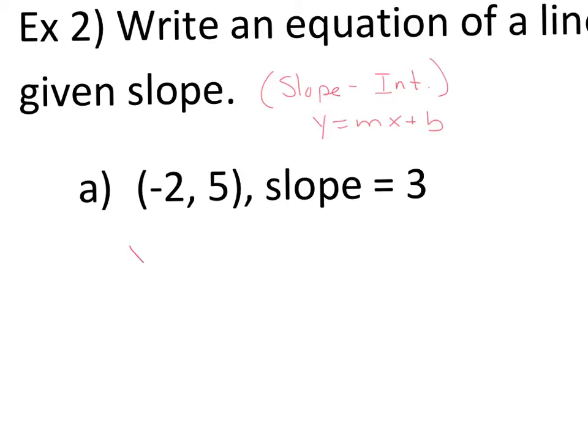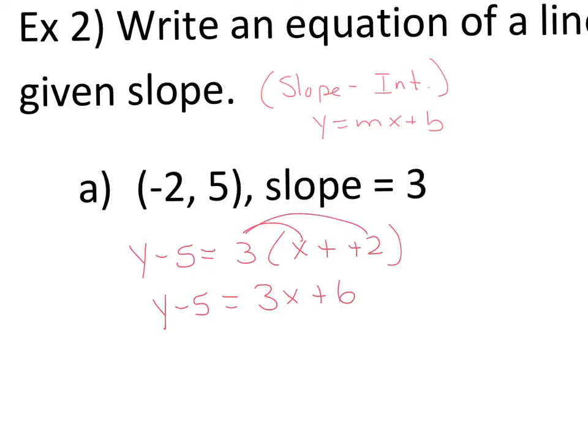So I'm going to do y minus 5 equals 3 times x minus negative 2, which we obviously know will be a plus. Now if I want to get it into slope-intercept form, I'm just going to start distributing and moving things around until it looks like y equals mx plus b. I'm going to start by distributing the 3. So I get y minus 5 equals 3x plus 6.